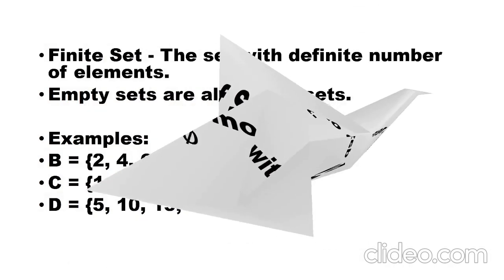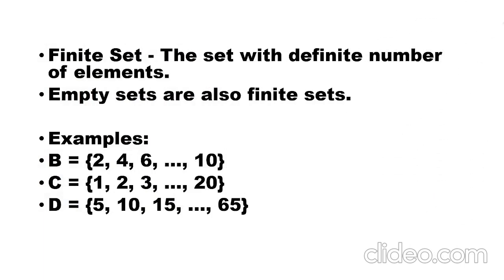Okay, next let's move to another type of set. Let's go to finite set. So from the word finite, this is a set that has a definite number of elements, meaning you can count the number of elements in this particular set. Now, the empty set that we had in the previous slide is also an example of a finite set because we know that the empty set has no elements, zero number of elements. So it's definite. So it's a finite set.